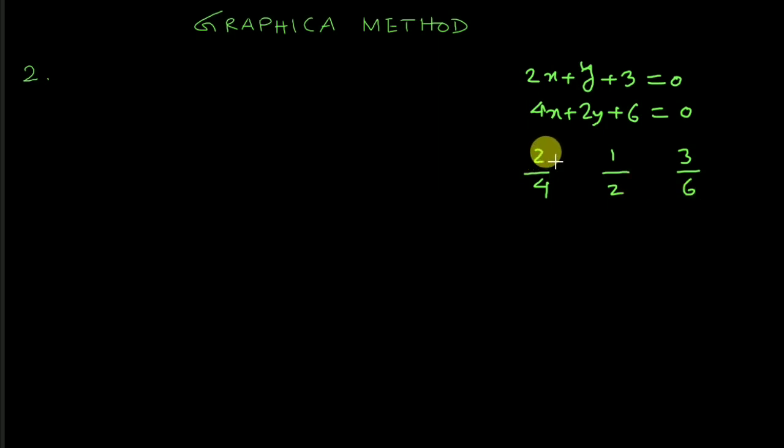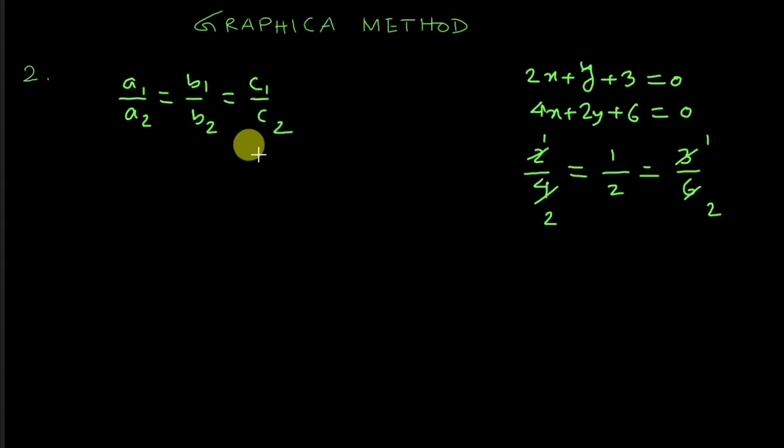Now cancel this: 2 ones are 2 and 2 twos are 4. This is 1 by 2 in the least form, and 3 ones are 3 and 3 twos are 6. So you are getting here 1 by 2, this is also 1 by 2, this is also 1 by 2, meaning all the ratios are equal. That means a1 by a2 is equal to b1 by b2 is equal to c1 by c2. Obviously, this came from the linear equations in two variables. I want to write the equations again: a1x + b1y + c1 = 0 and a2x + b2y + c2 = 0. So here you are getting a1 by a2 equal to b1 by b2 equal to c1 by c2.